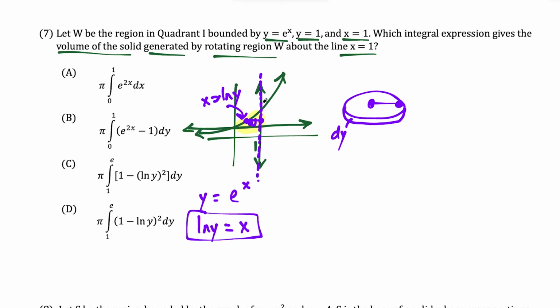And now from this step here, we have the equation for this line that we're spinning around is x equals 1. So we have to be able to describe any one of these cross sections in this region W here. And the concept is right minus left.